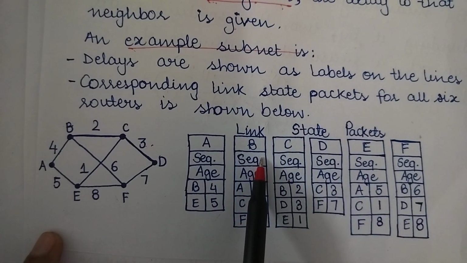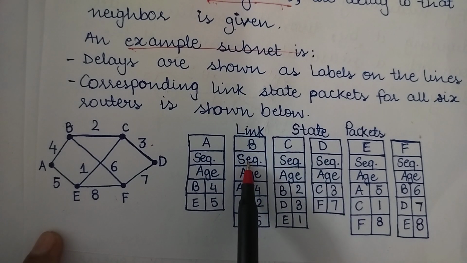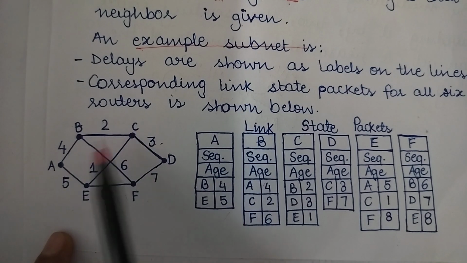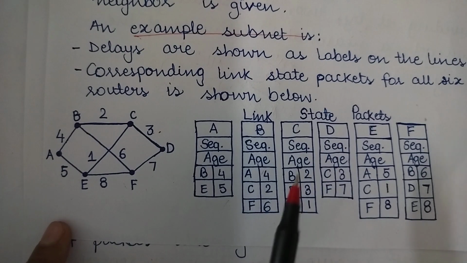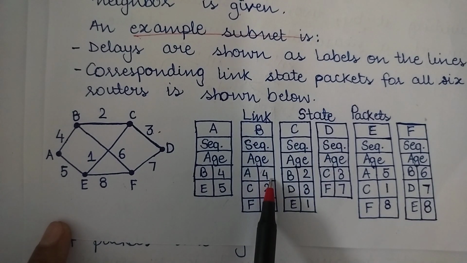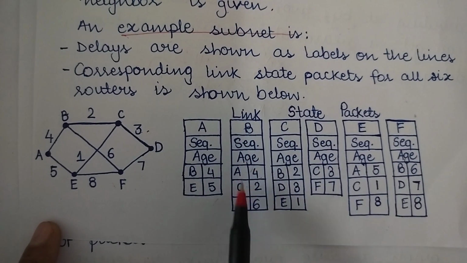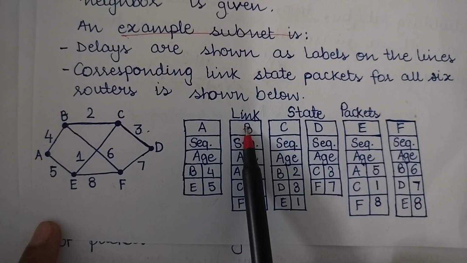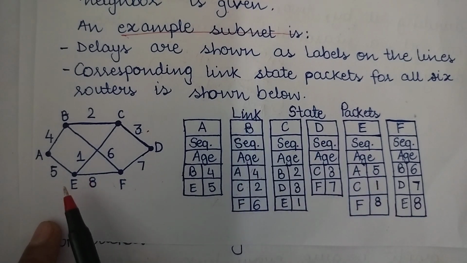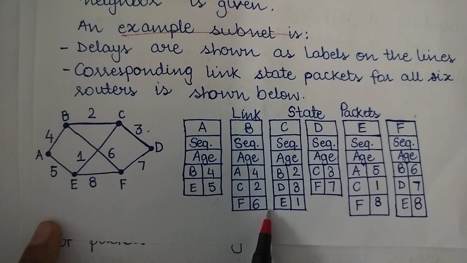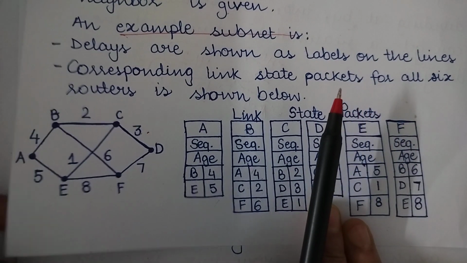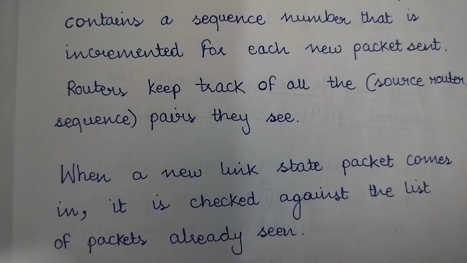Similarly, you can see the link state packet for router B. The sequence number of router B would be provided, the age of router B would be provided, and then which routers are the neighboring routers of router B? C, A and F. So the delay or cost to reach from router B to router A, which is 4, is provided. The delay or cost to reach from router B to router C, which is 2, is provided. The delay or cost to reach from router B to router F, which is 6, is provided here, and so on for all other packets. So this is how the link state packets are constructed.